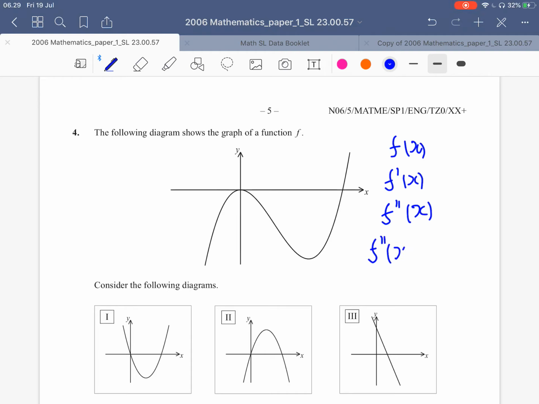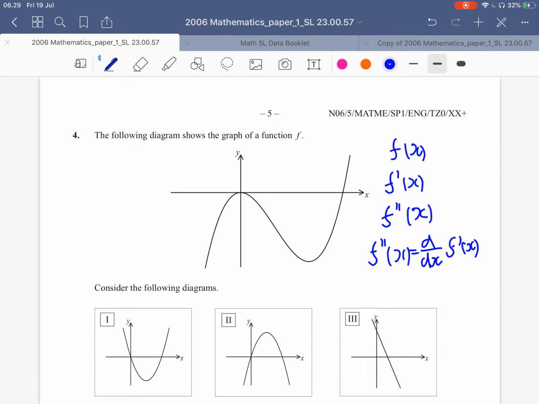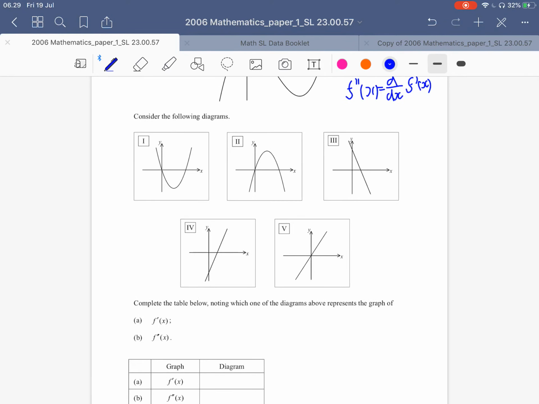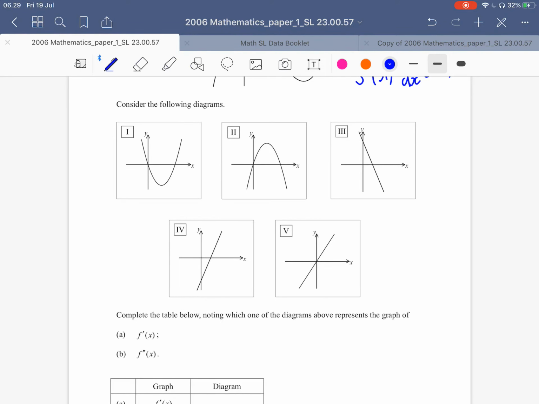So f double dash of x is d/dx of f dash of x. So to find the second derivative, all we need to do is differentiate the first derivative. So we're asked to consider the following diagrams and match these diagrams to f dash of x and f double dash of x.